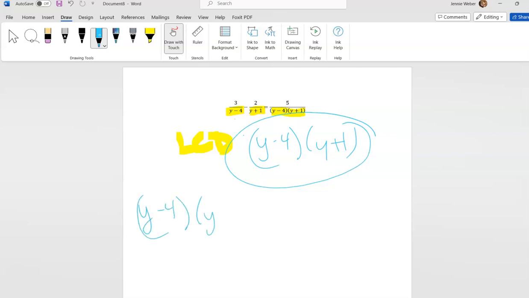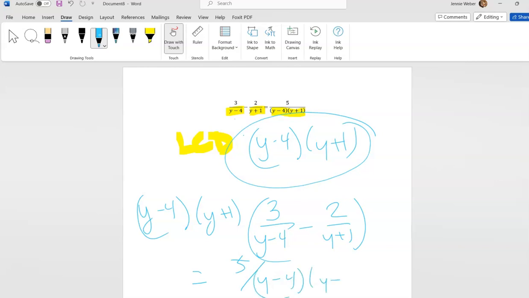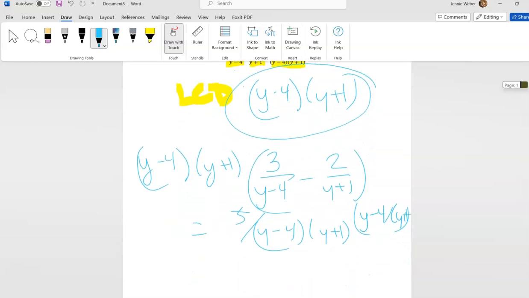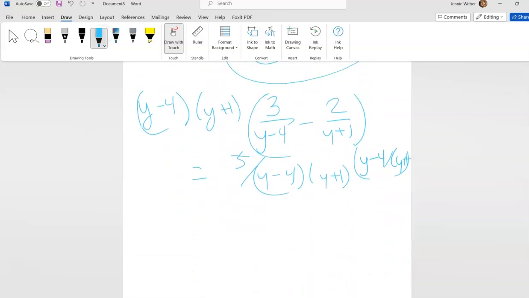So I'm going to take this and I'm going to times it by this, and then same thing on the other side. Because remember, I can do whatever I want as long as I'm equal-handed about it, right? As long as I do the same thing to both sides, I can do whatever I please.